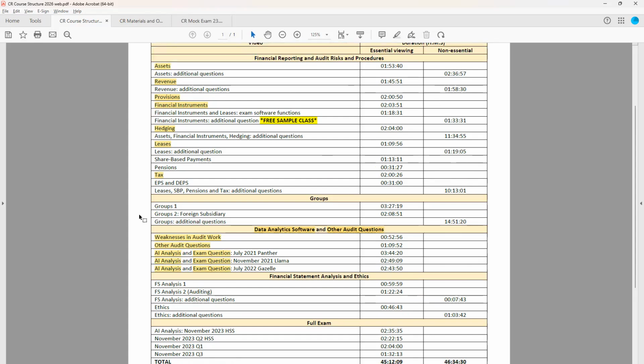And if you think about it, all the questions you practice are on different businesses than the ones you'll face in the exam.